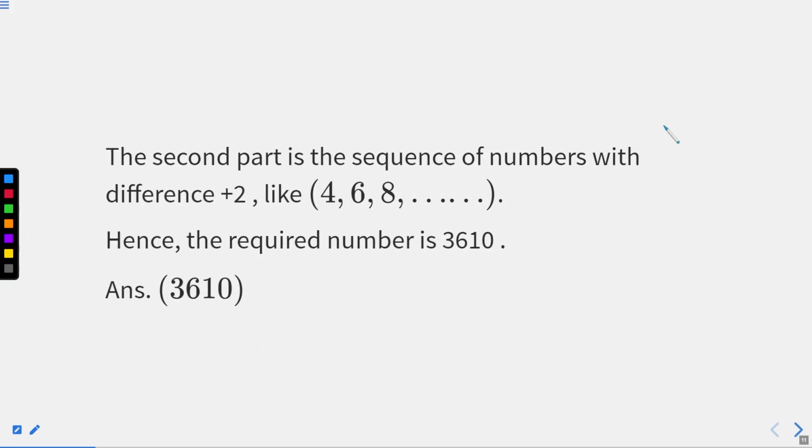As I mentioned about the alternate series, it looks like this: 4, 6, 8, 10, which is following a difference of 2. So as I discussed, our answer is going to be 36, 10.